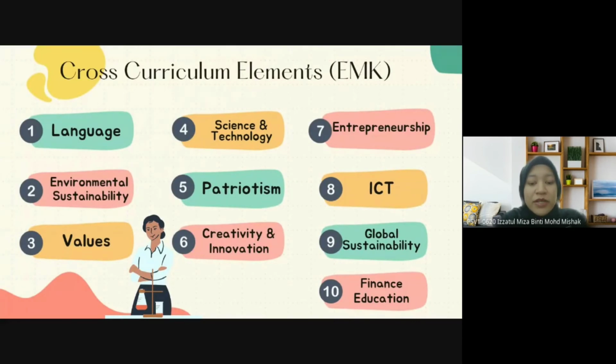This element has to be in our curriculum because it is important for the students to master it early in their life or early in their years. Okay, the seventh one, which is entrepreneurship, the incorporation of entrepreneurship elements to develop attributes and entrepreneurial habits that will become a culture among the students.